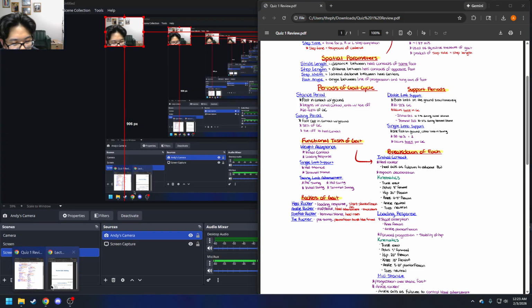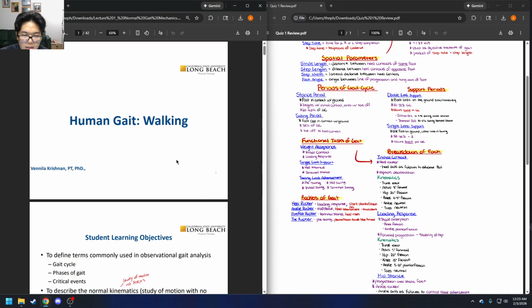Alright, hello. Today we're just going to be quickly going over the human gait. So just understanding the gait cycle in a biomechanical sense.